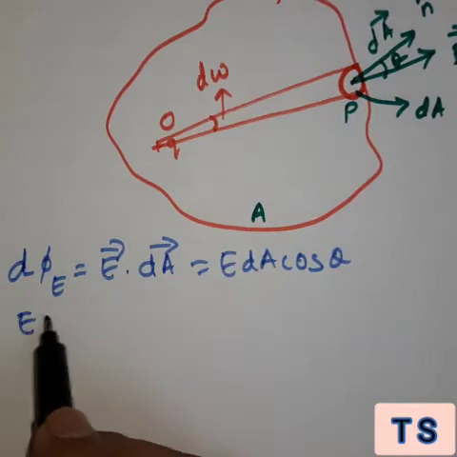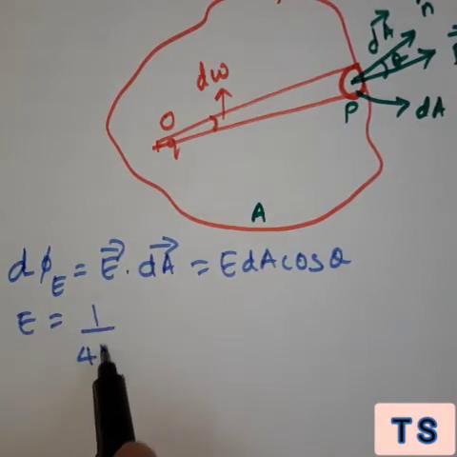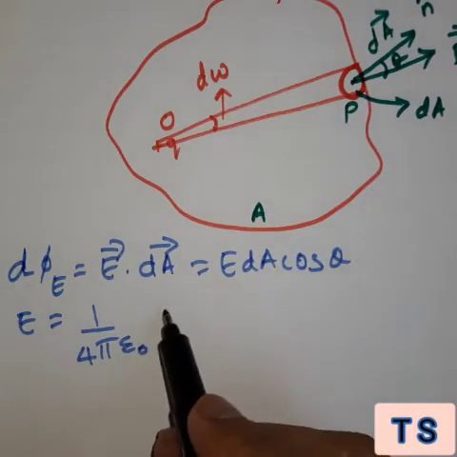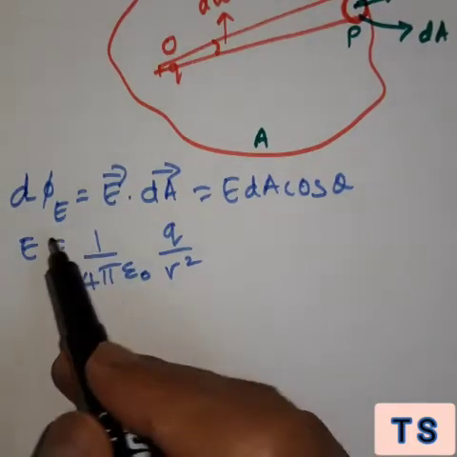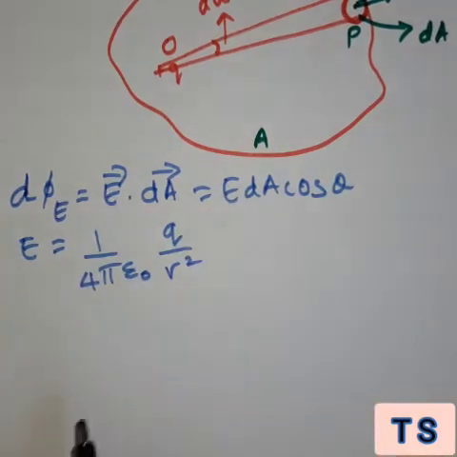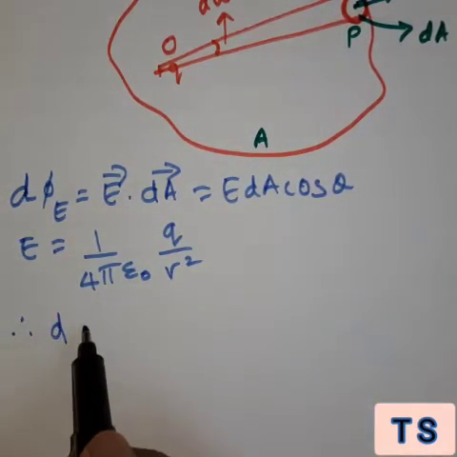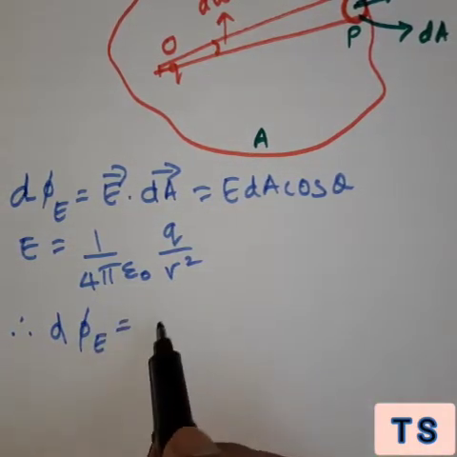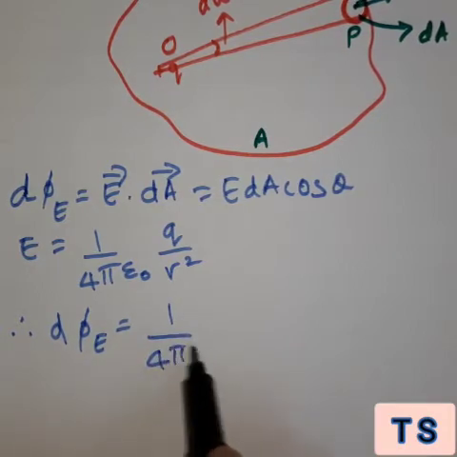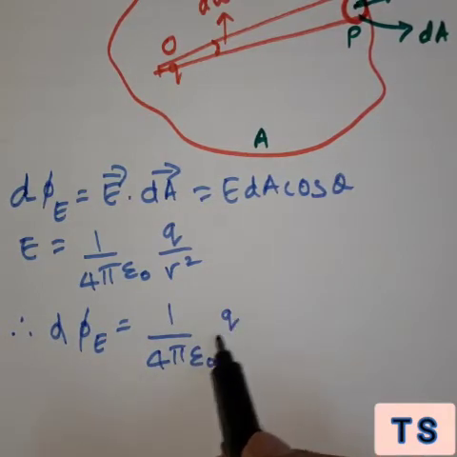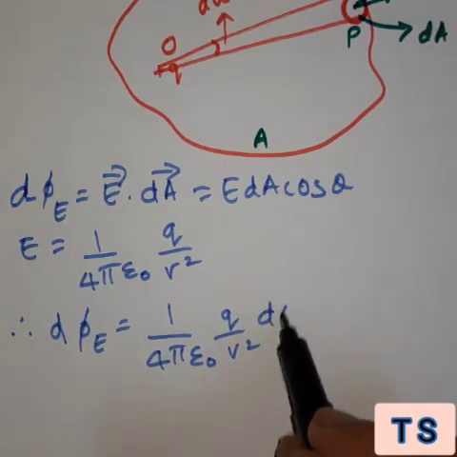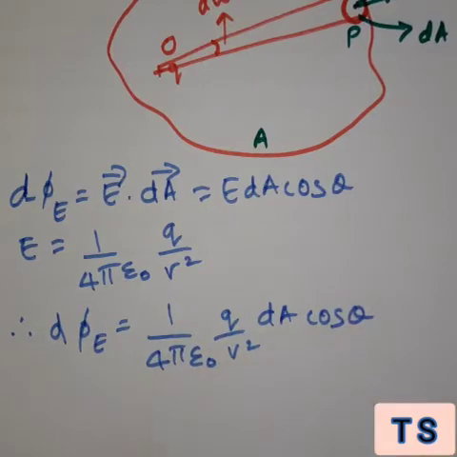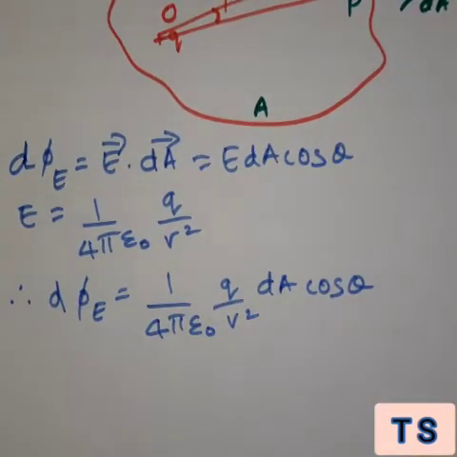I know that the electric field is E equals 1 upon 4 pi epsilon naught Q by R square. That's the equation for E. I substitute the value of E in this equation, so I get d phi E equals 1 upon 4 pi epsilon naught Q by R square dA cos theta. So I got the value of d phi E in this case.